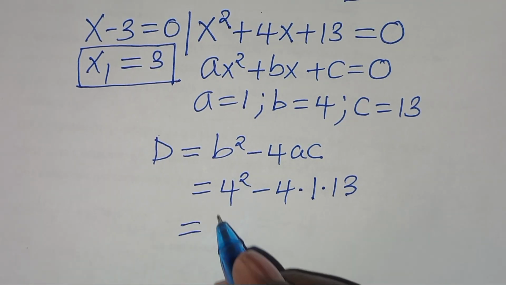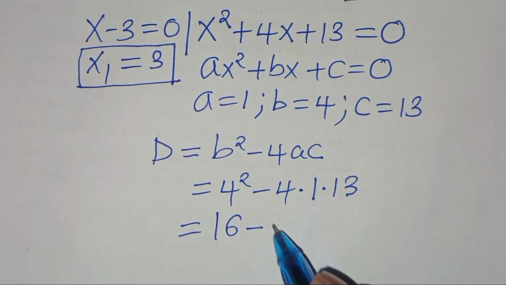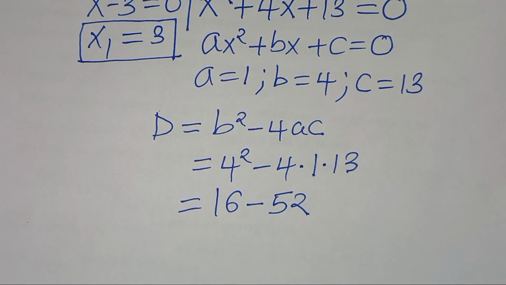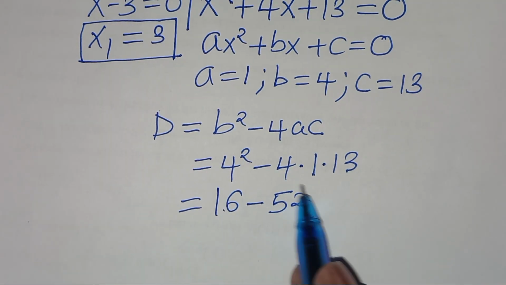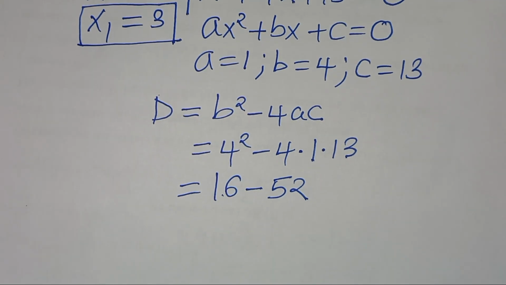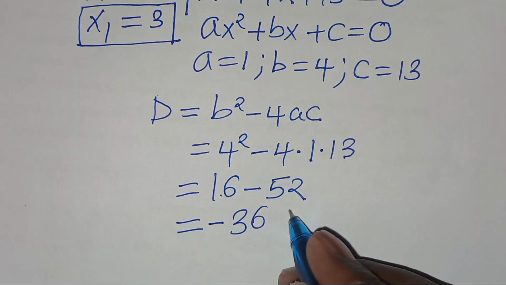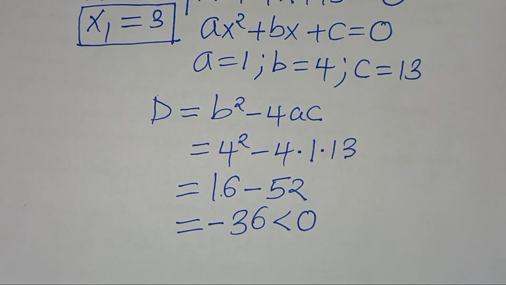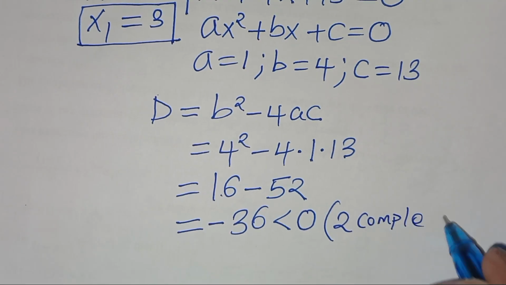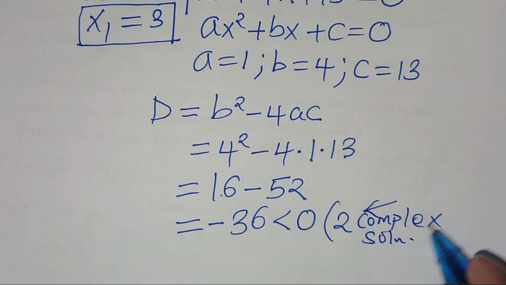So 4 squared here, this is 16, minus 13 times 4, and this is equal to 52. So we have 16 minus 52, and this is the same thing as minus 36, which is less than 0. So this implies that here we have two complex solutions. This will give us two complex solutions.